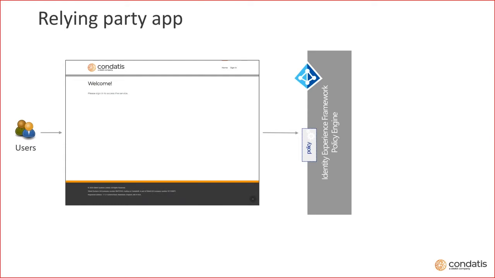So in our case, it looks at the first step in the policy, which is show the home realm discovery page, and it redirects to a home realm discovery page. Now this page looks exactly like the page we were just on. It's branded in exactly the same way, but it's inside B2C, whereas our service was outside B2C.